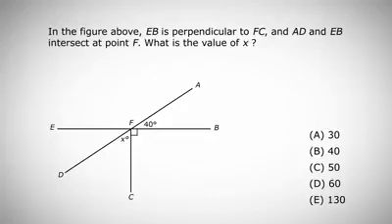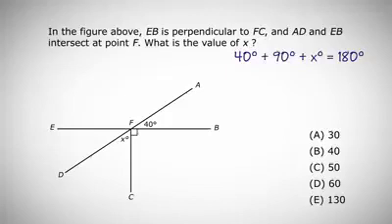When you look at the diagram, you'll notice that 3 angles form a straight line: angle AFB, angle BFC, and angle CFD. Because those angles form a straight line, the sum of those angles must add up to 180 degrees. So let's write an equation. 40 degrees plus 90 degrees plus x degrees equals 180.